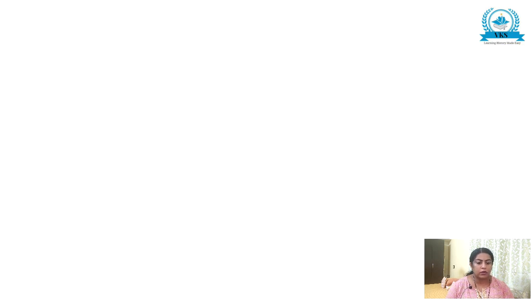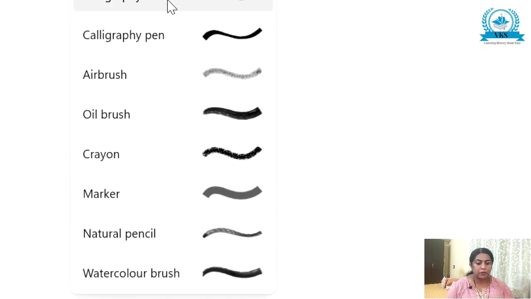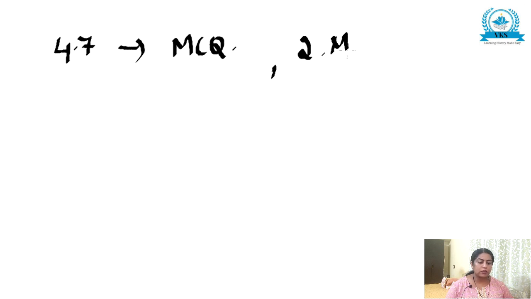So if you think of chapter 4.7, Vardhanas and early Chalukyas, an MCQ can come. For example, the greatest ruler of Vardhana is, and then choices can come. You have to select one from that choice. Who wrote Harsha Charita? A 2-mark question can also come from Vardhanas and early Chalukyas, and one place in the map can come from Vardhanas and early Chalukyas.